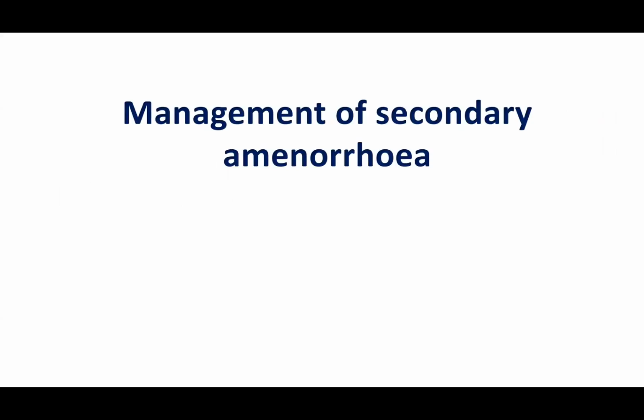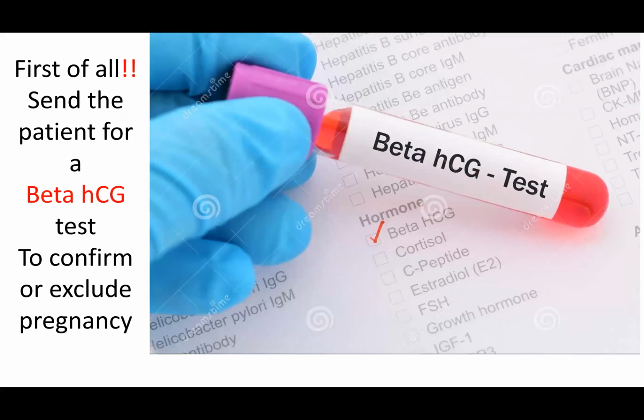How do we manage cases? We will take secondary amenorrhea according to the level of defect, and at the same time, there will be mentioning of the management of cases briefly. First of all, if a patient complains of loss of menstrual cycle for more than 6 months, the patient should be sent for a beta-HCG pregnancy test to confirm or exclude pregnancy, among the other investigations that the patient is sent for.